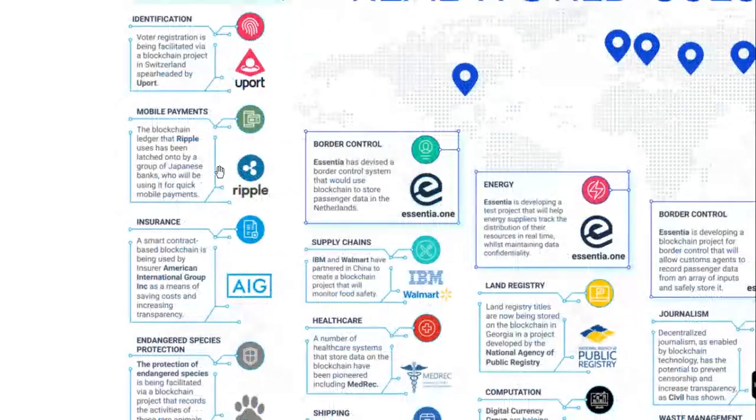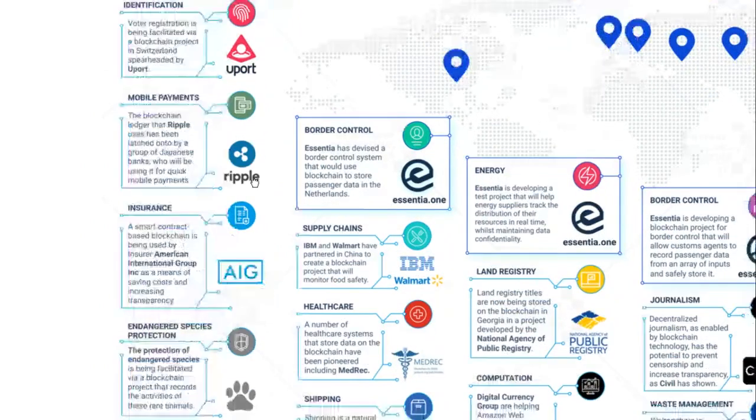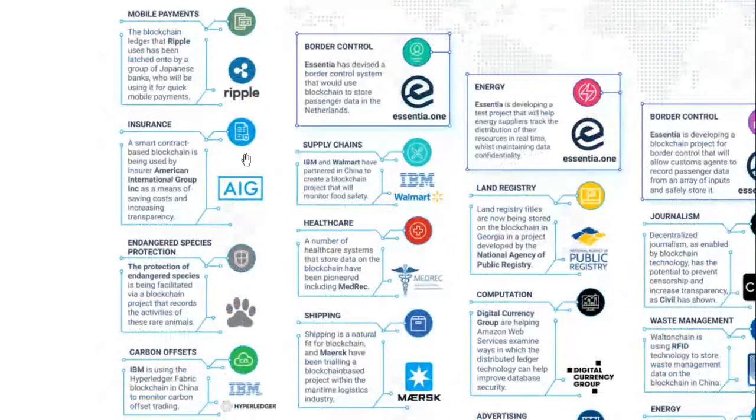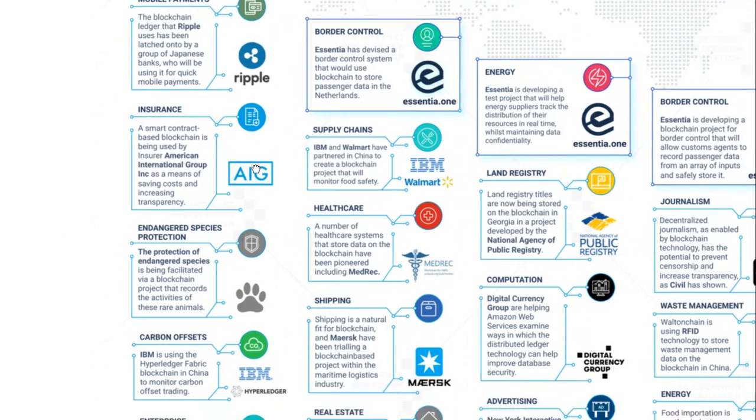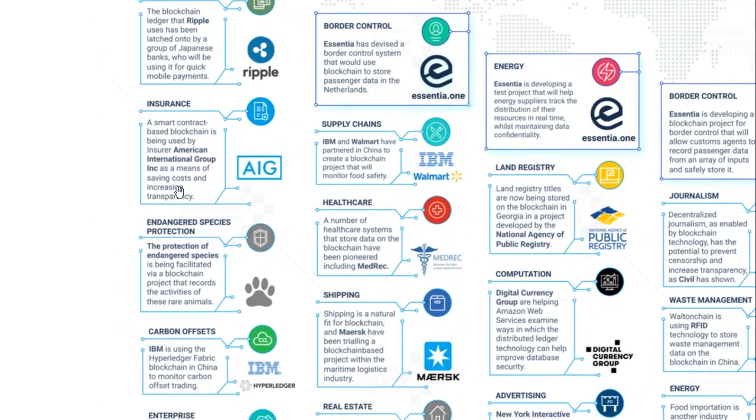Mobile payments: Ripple is a good example, quite used by Japanese banks. Insurance: AIG, American International Group. So it's a good use case in keeping records and then increasing transparency of the records.